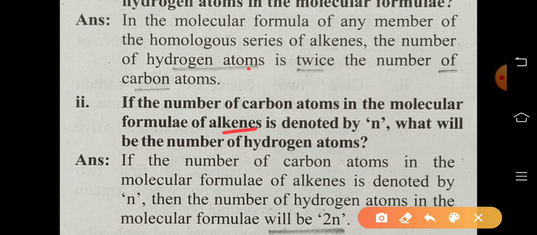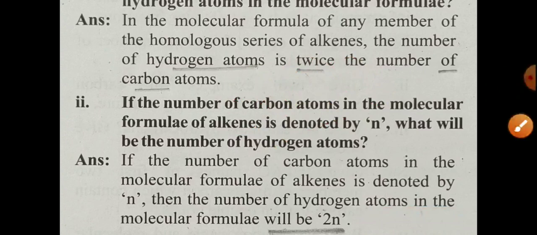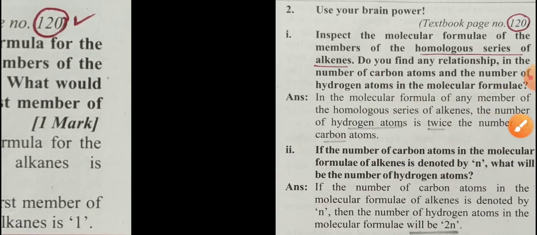What is the general formula of alkene? CnH2n. So the number of carbon atoms in this formula is n, so the hydrogens are double, that is twice, or 2n. Are you all getting it? So this is the general formula of alkene. From that formula we are writing all the answers. Next.